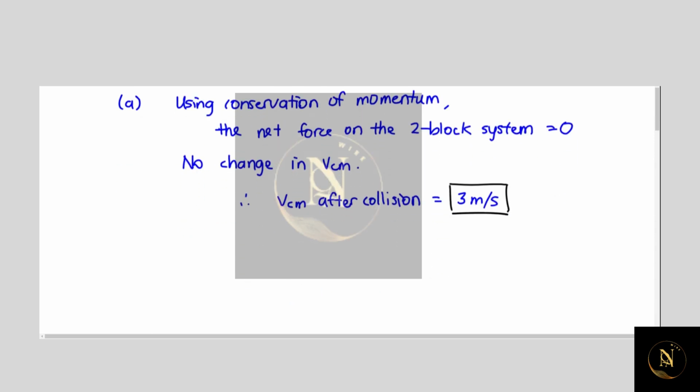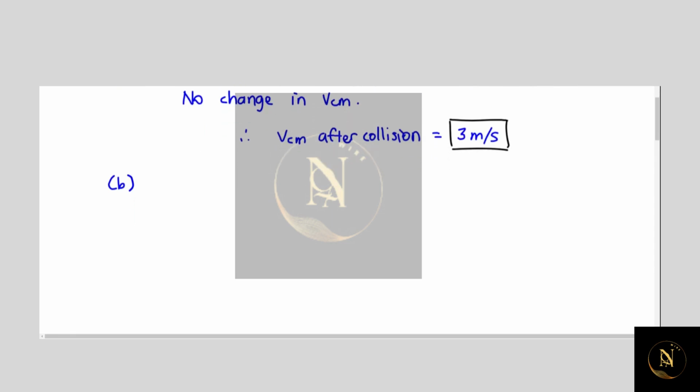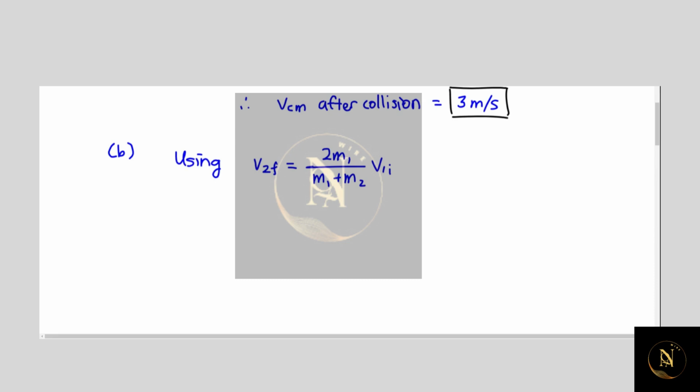Then in part B, we want to find the speed of block 2 after the collision. We want to use this formula: v2f is equal to 2m1 divided by m1 plus m2, times v1i. But in this formula, we don't have v1i, so we can try to find v1i from the VCM.